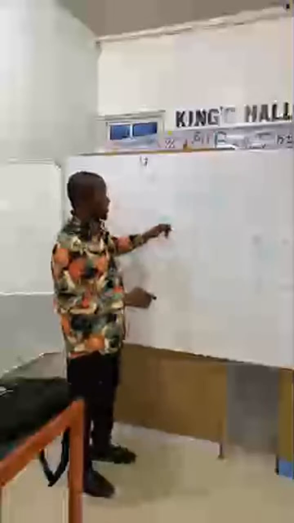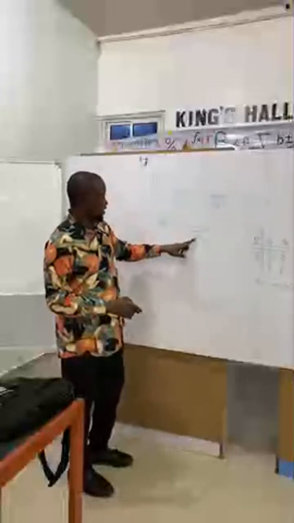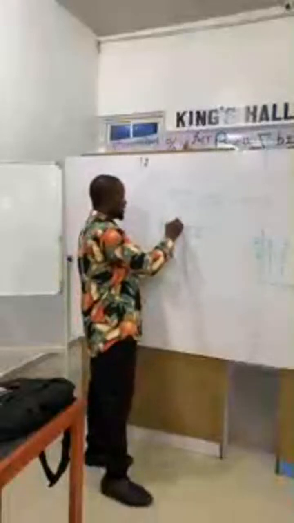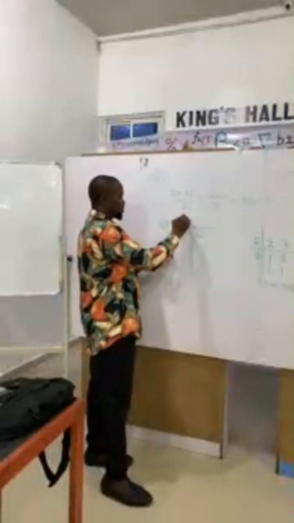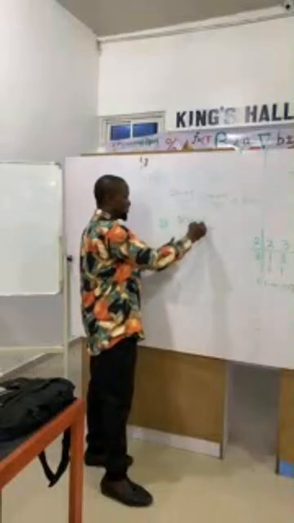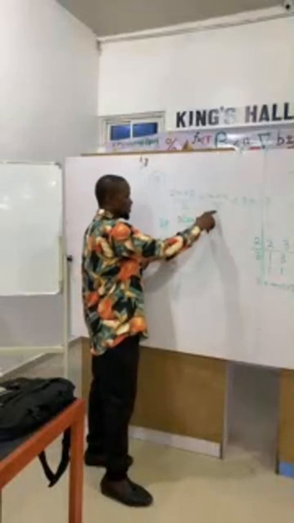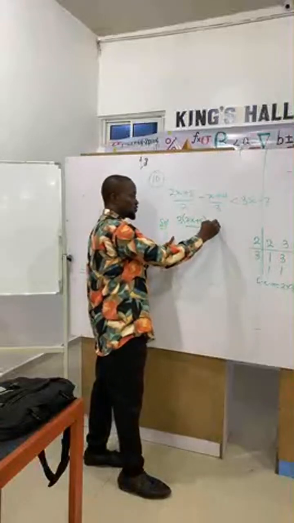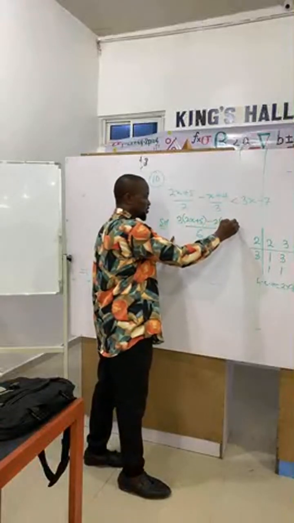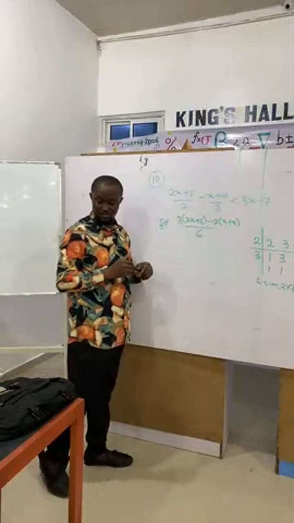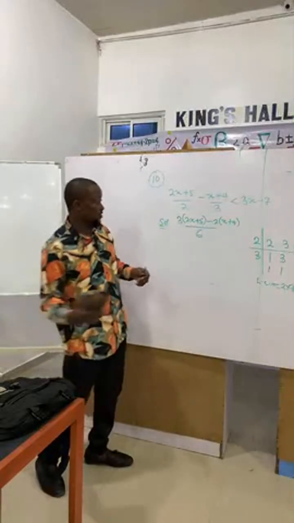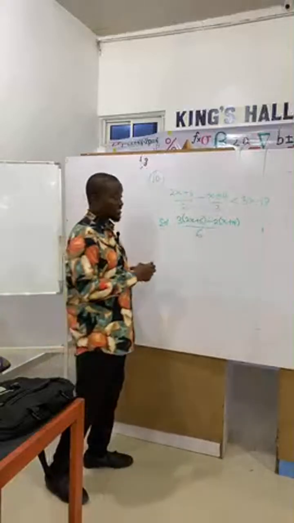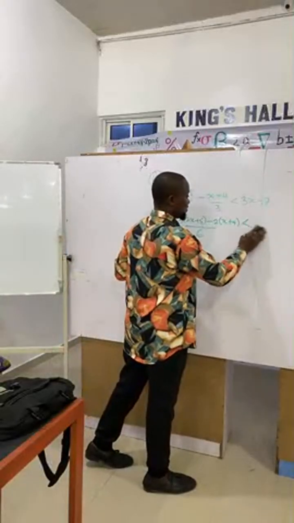So from there you now say 2 goes into 6 how many times? 3. You now take that 3 and multiply with the numerator 2x plus 5. Bring your minus. 3 goes into 6, 2. Multiply the 2 with x plus 4. So we now have that value. Don't forget the sign. It's the sign that will be here.